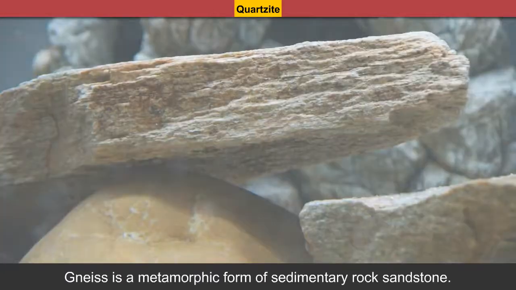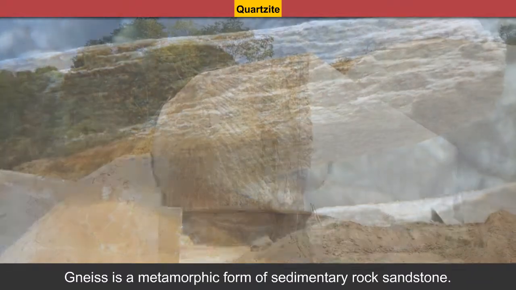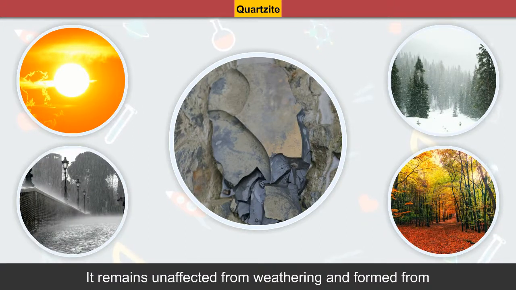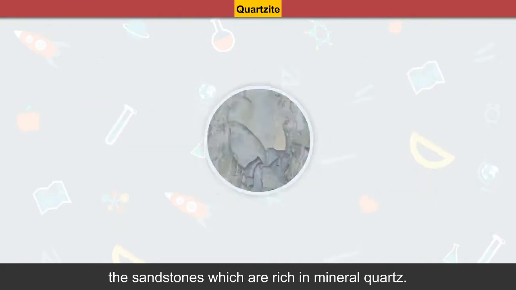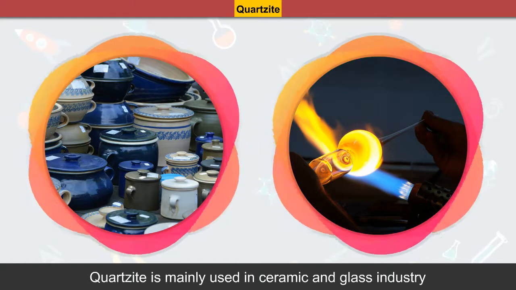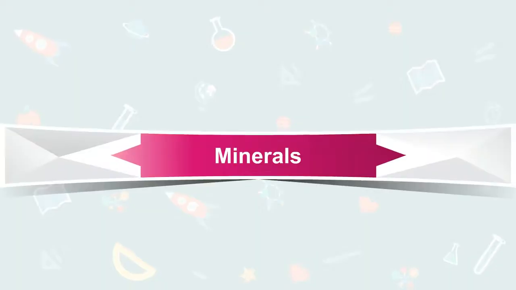Quartzite. Quartzite is a metamorphic form of sedimentary rock, sandstone. It is very hard in nature. It remains unaffected by weathering and is formed from sandstones which are rich in the mineral quartz. Quartzite is mainly used in the ceramic and glass industry. It is also used for ornamental purposes.